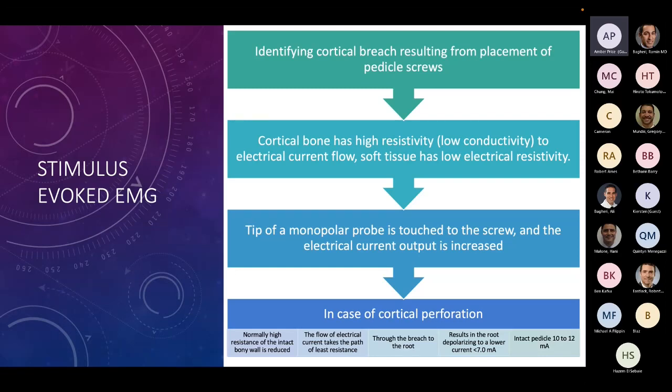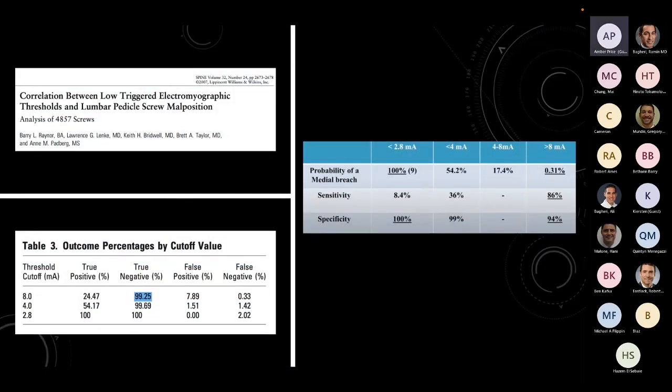And so there's discussion regarding what that threshold might be, but this is actually from the Bridwell book: 7 milliamps, and an intact pedicle 10 to 12. This was a study that really first showed this being very useful for pedicle screw malposition. So they tested the pedicle screws at different milliamps, and what they found was the best sensitivity and specificity was actually found with a threshold of 8 milliamps. So highest specificity and sensitivity using a threshold of 8, and this was using 4,857 screws.